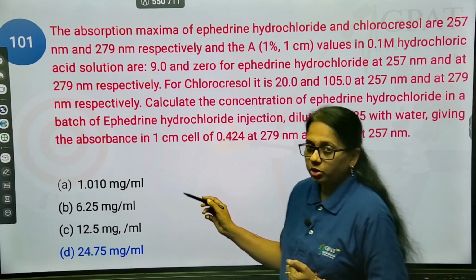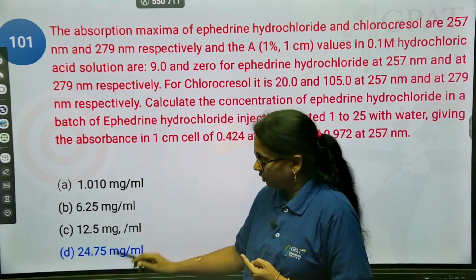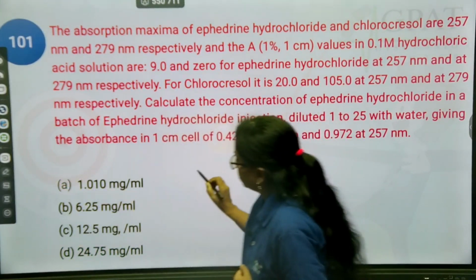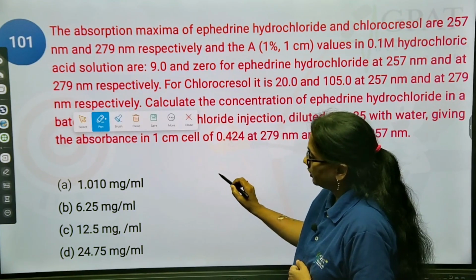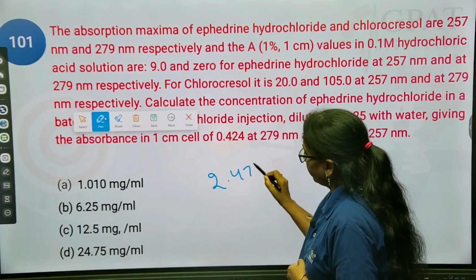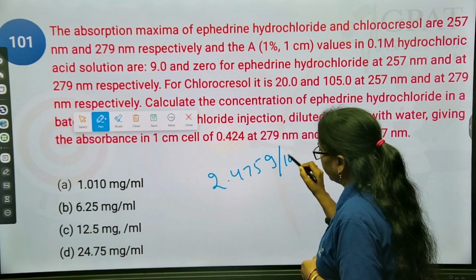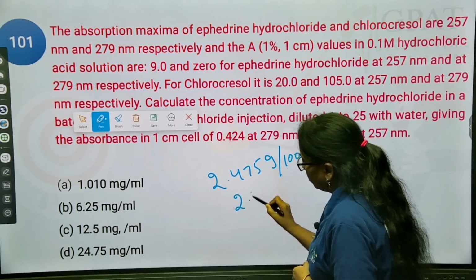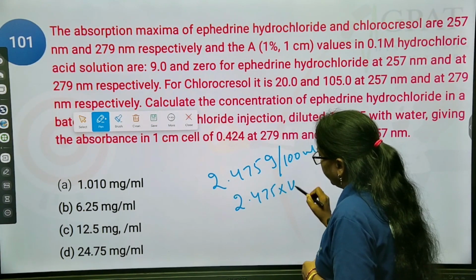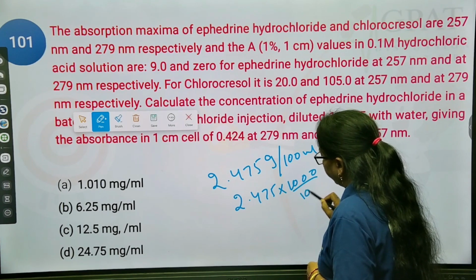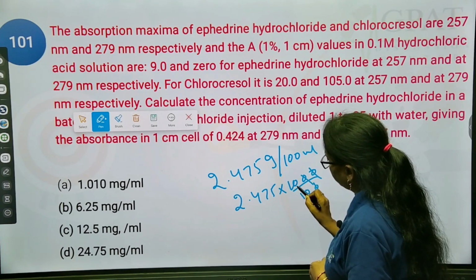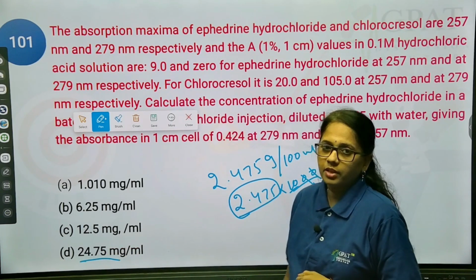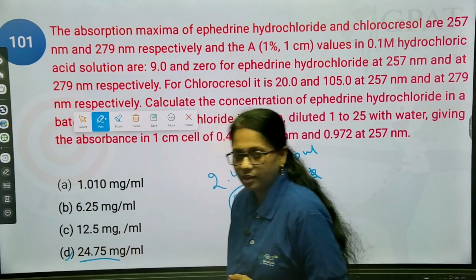Okay. So if you convert that gram per 100 ml to mg per ml, what we got, 2.475 gram per 100 ml, right? So if you convert this to mg per ml, what we have to do, 2.475 into 1000 divided by 100. So 2 zeros out. So into 10, if you do this value, we will get 24.75 mg per ml. So option D is the right answer.